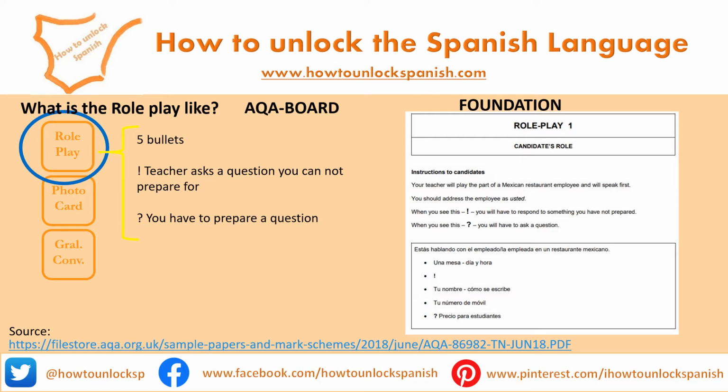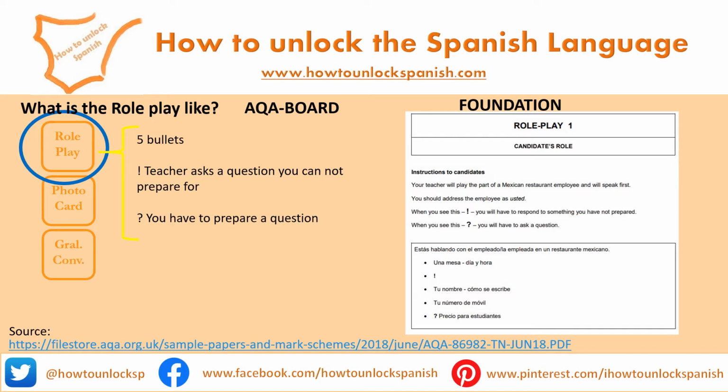So first, as you can see, you will always have the instructions to candidates in English, so don't miss it because the instructions will give you clues. And then you have the text in Spanish, your teacher is going to start with. Have a look at it while she's or he's speaking, because that will give you a little comfort and make you feel confident, and you will know when the first question is going to come.